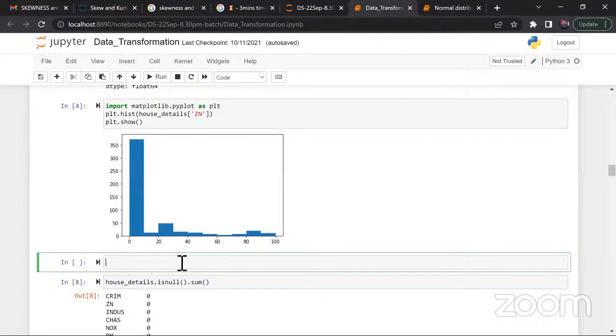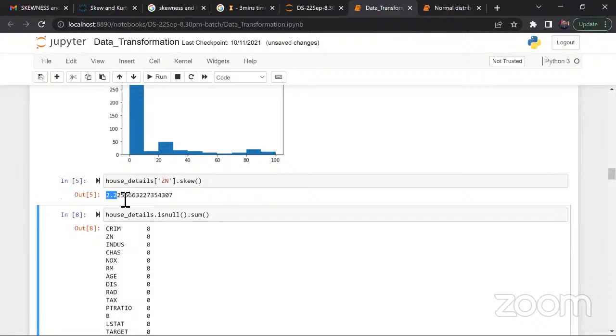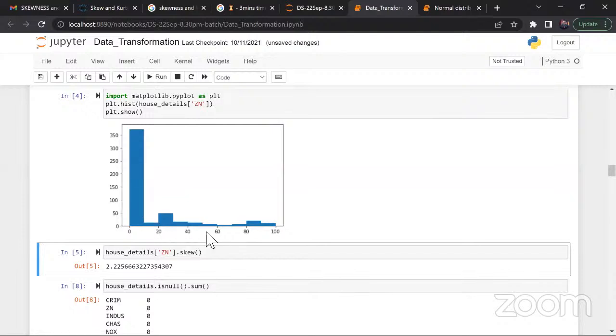All right, I think everybody got it. It is definitely greater than 1. Let's try to calculate it. House details, let me pick up this ZN dot skew. See this? 2.22, which means that it is greater than 1. So the skewness is pretty high towards the right-hand side. If there is this kind of skewness, my model will not be able to do the right prediction. Now we have to check why it is skewed towards the right-hand side.